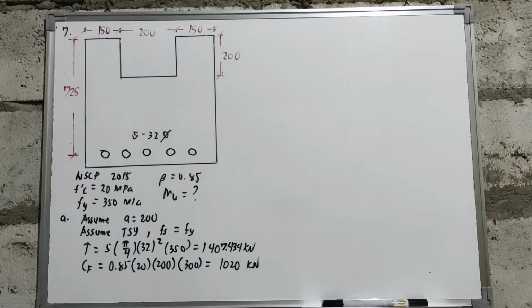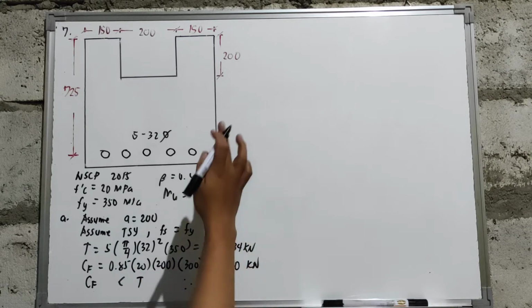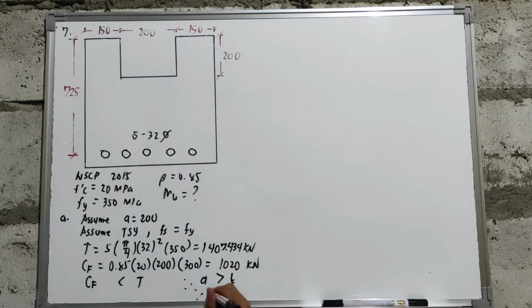So dito nangyari is yung compressive force natin, nung kinonsider natin na a is equal to 200, nag-less than yan sa T, so meaning to say, yung a natin is greater than siya dun sa given natin na thickness. Therefore, irregular yung section natin.